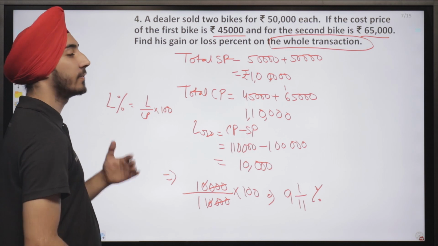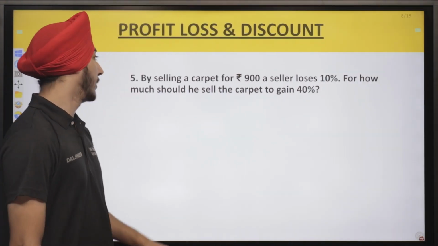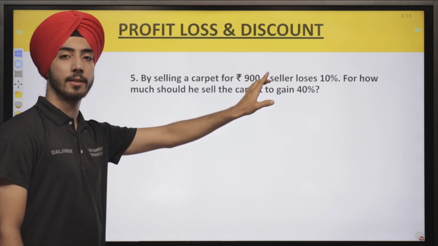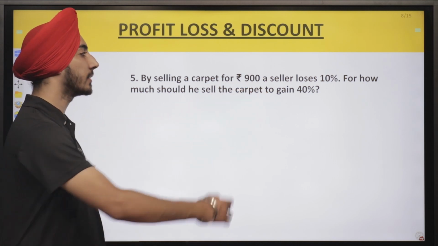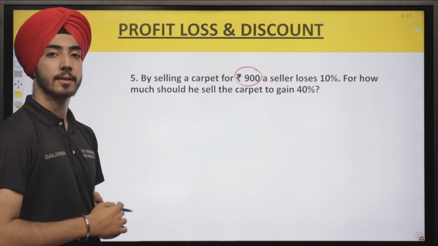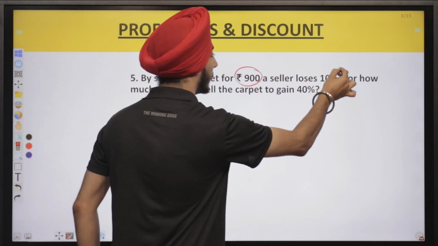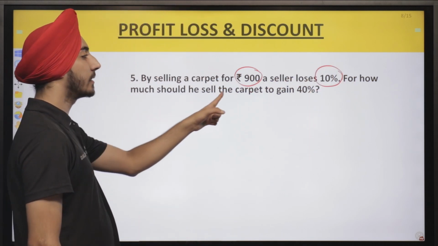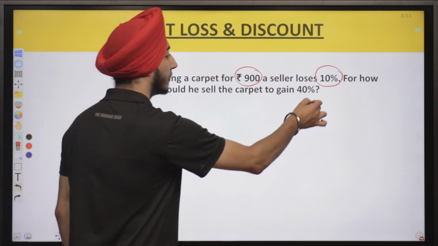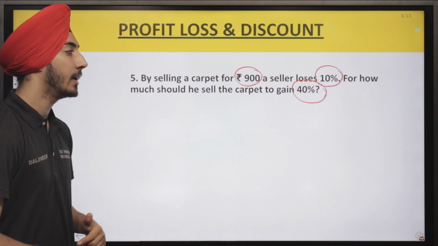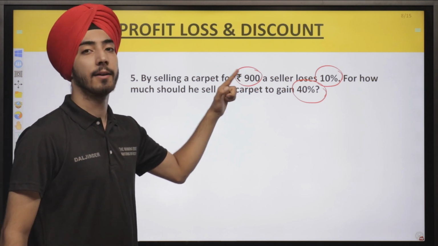Let's move on to question number 5. Question number 5 says, by selling a carpet for rupees 900, a person has sold a carpet. At what price has he sold it? Look, 900 rupees. And on selling this carpet, he is incurring a loss of 10%. For how much should he sell the carpet to gain 40%? If he had to gain a profit of 40%, then at what price must he have sold it?